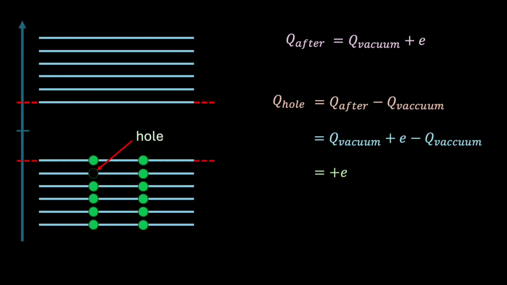Even in the limit where the box becomes infinitely large and the vacuum charge becomes infinitely negative, the hole's charge stays exactly the same. That's the power of Dirac's idea. The vacuum itself may be an invisible sea of infinities, but deviations from it, like the hole, are physical, finite, and measurable.